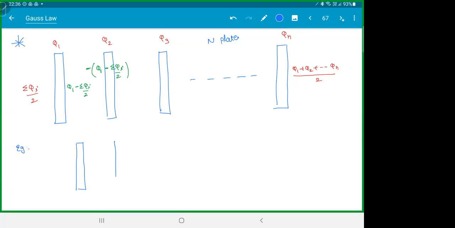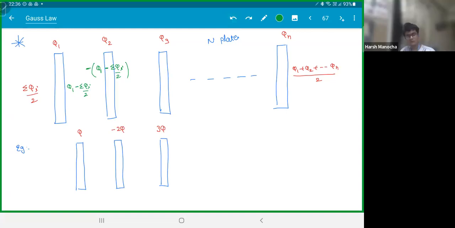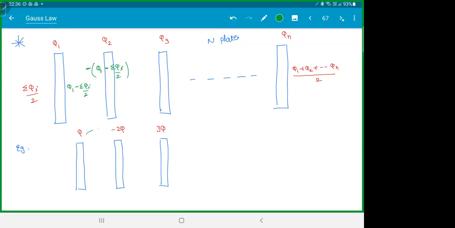So let's say plate, plate, and plate. Let's say this charge is Q, minus 2q and 3q. Can you tell me how much charge is here? Plus Q. Total by 2, na? Total will be Q plus q minus 2q, 3q. That will be 2q by 2. So plus q. So यहाँ पे कितना होना?